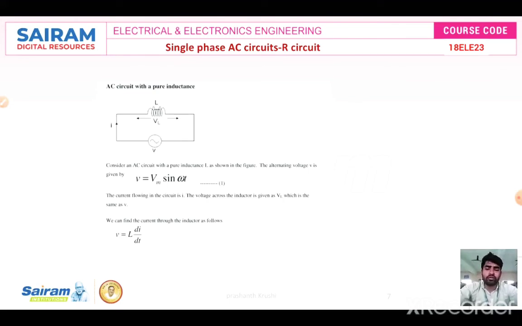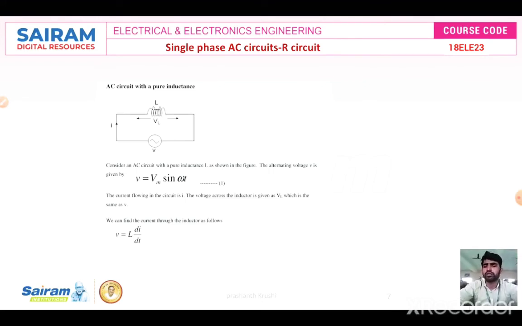Due to voltage, current will flow through the circuit, or current will flow through the inductance. That current is I, initially I have assumed here. Voltage drop across the inductor is VL. VL is equal to I into XL.